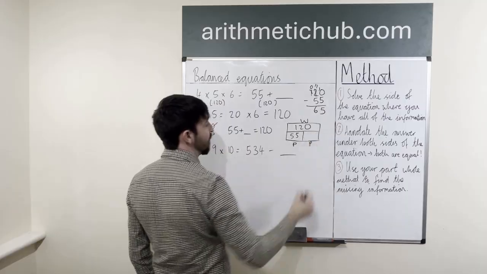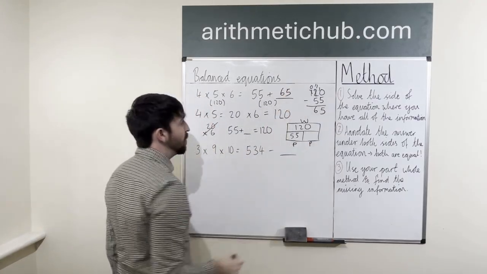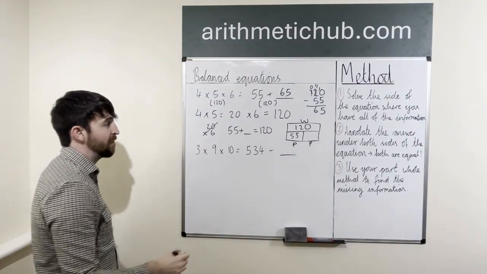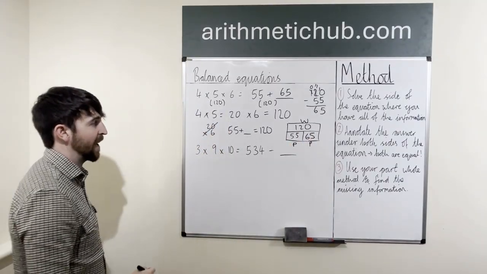11 take away 5 is going to give me 6. So my answer is going to be 65. 55 add 65 is going to give me 120. Okay, if I needed to, I could check it, all right?